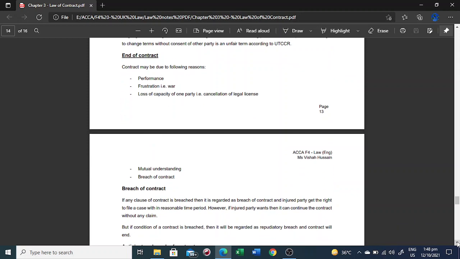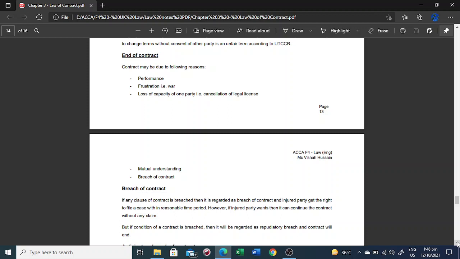End of contract. The contract may end due to the following reasons: performance. You require performance from the other party, which is why you're doing the contract. Or you are doing the contract maybe due to frustration, that okay, the previous contract was not fulfilled by the other party, so let's do this new contract and let's give them a chance to keep up with their promise. Loss of capacity of one party, that is cancellation of legal license.